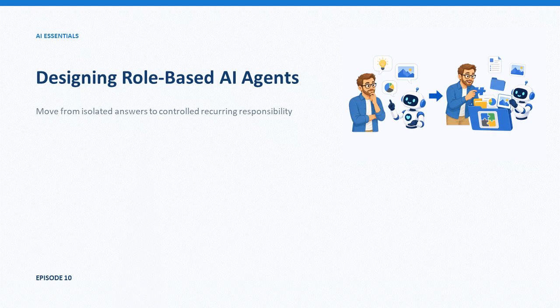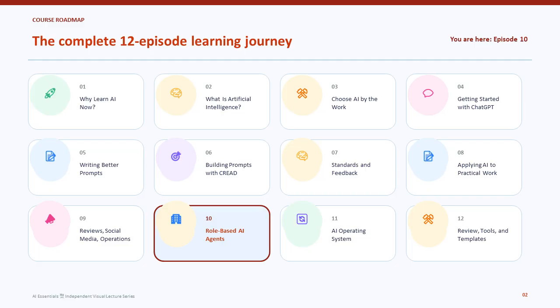Welcome to episode 10, Designing Role-Based AI Agents. We will move from isolated answers to controlled recurring responsibility, with clear sources, standards, deliverables, approvals, and human ownership. This episode builds on practical operations. We now organize repeated work by role so responsibilities remain visible and transferable.